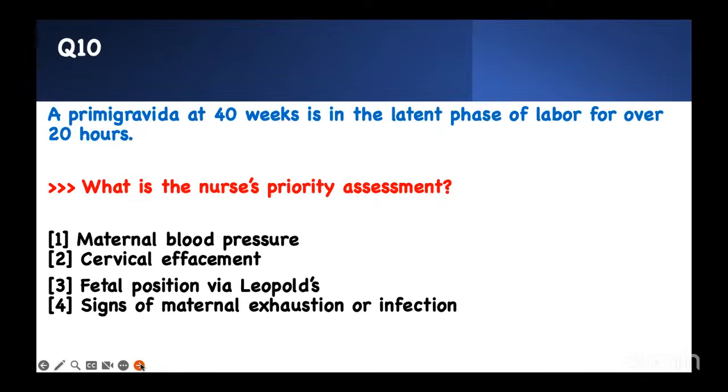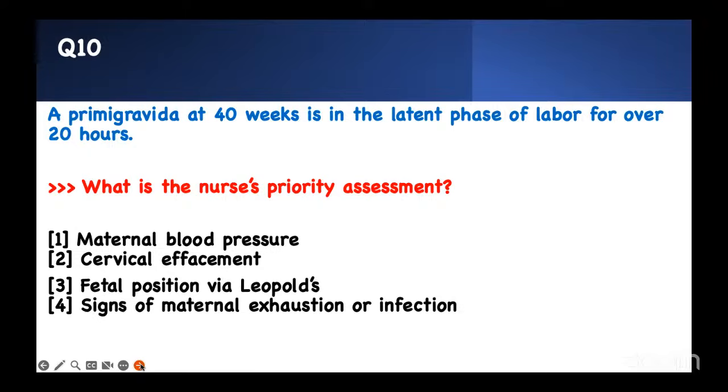And the last one: 40 weeks, in the latent phase of labor for over 20 hours. Latent phase means the early phase, and 24 hours. She's not progressing. Which assessment finding should concern you? Maternal blood pressure, cervical effacement, fetal position via Leopold's, and the signs of maternal exhaustion and infection. She's been pushing for 20 hours. Nothing is happening. What do you think should bother you?